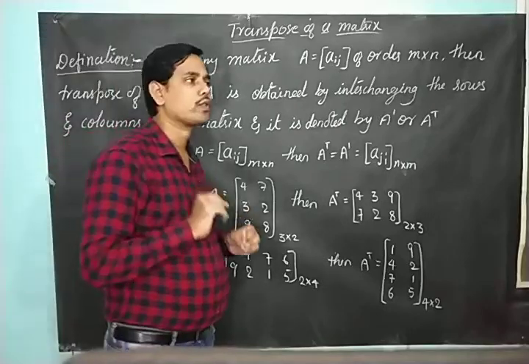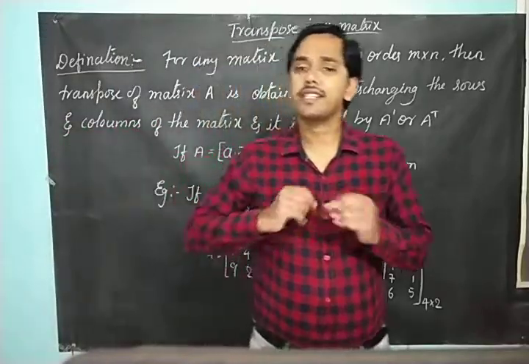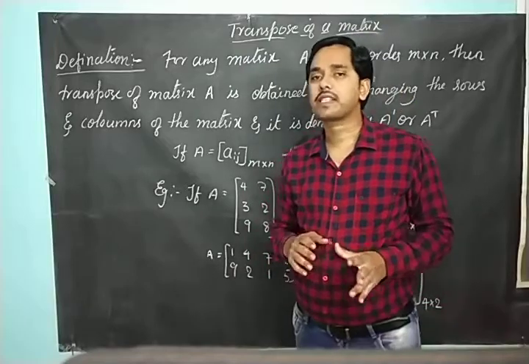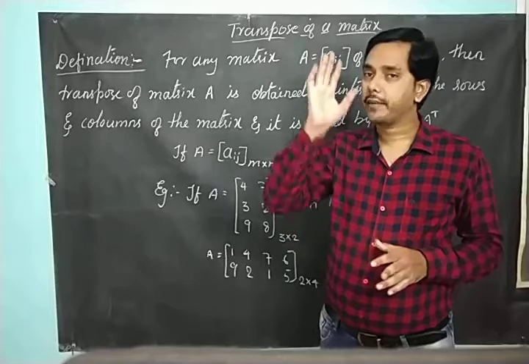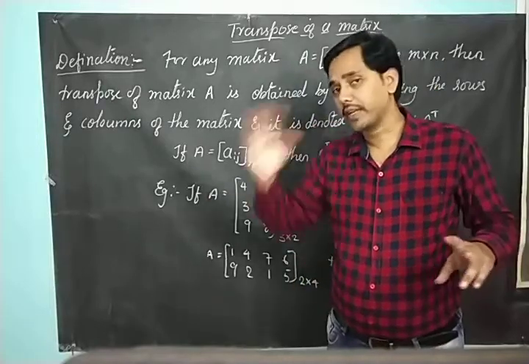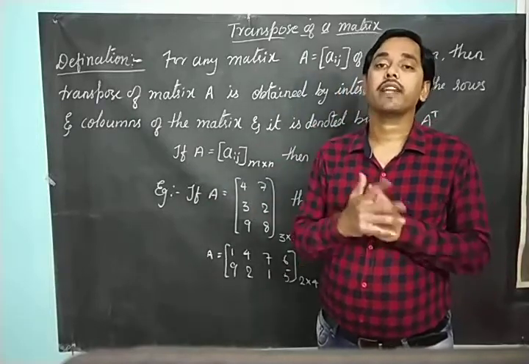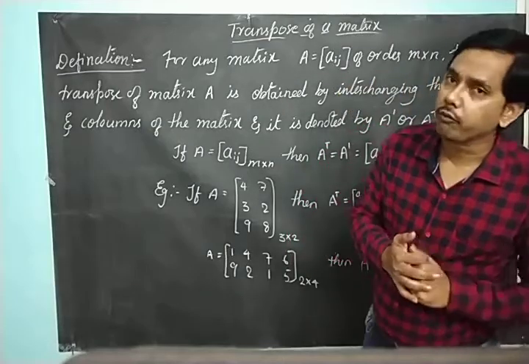If I want to speak in a general, simplified way, transpose means interchanging the rows and columns. Whatever elements are there in a column will become the elements of a row. Whatever elements are there in a row become the elements of a column.